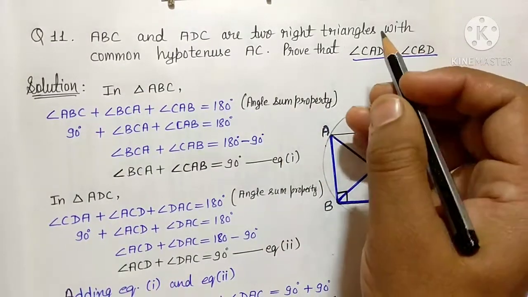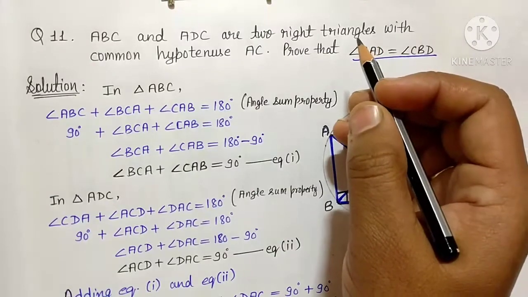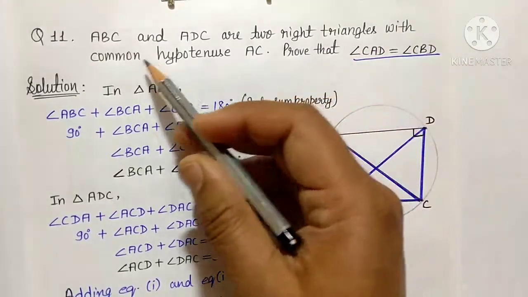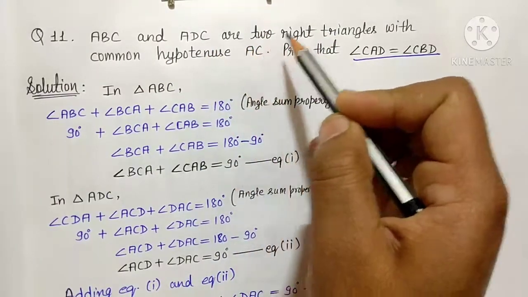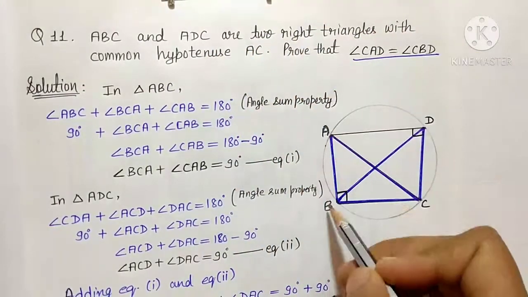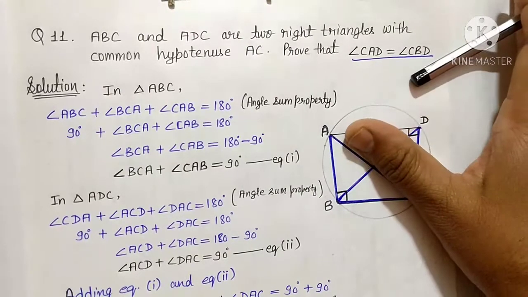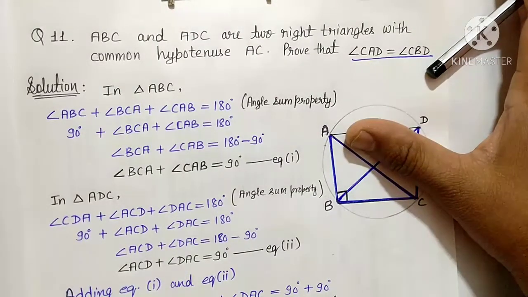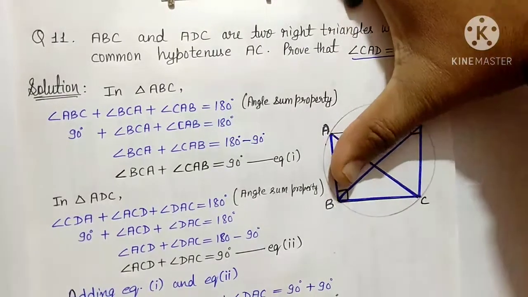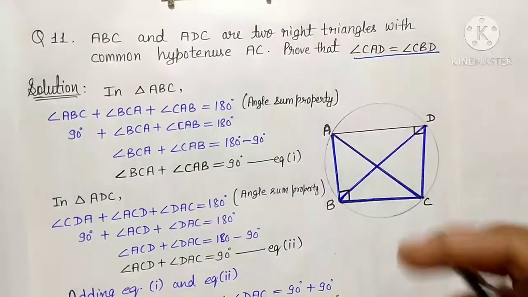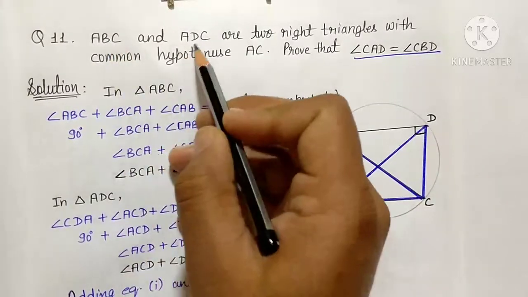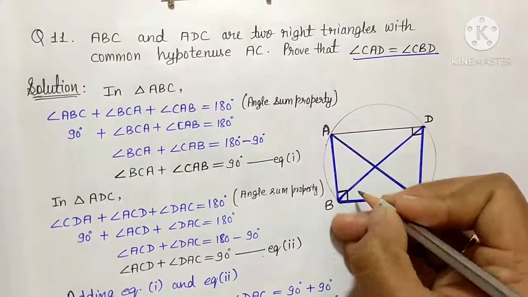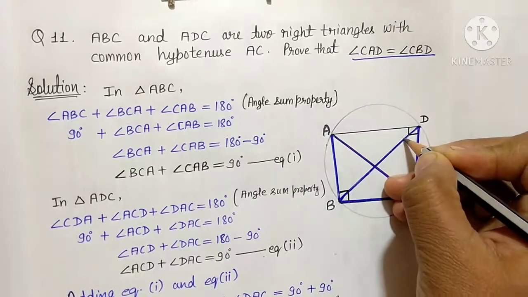So we have to draw a figure first because it is not given in this question. So we have drawn angle ABC and ADC as a triangle because they are given, they are two right triangles. So we have made ABC triangle, this one, right triangle, and then we have drawn ADC, this one, right triangle, where the right angle is at B and angle at D. So B is a right angle, 90 degrees, and angle D is also 90 degrees.